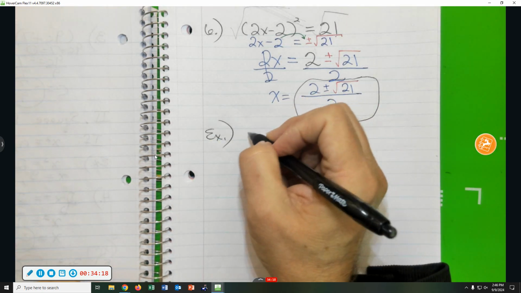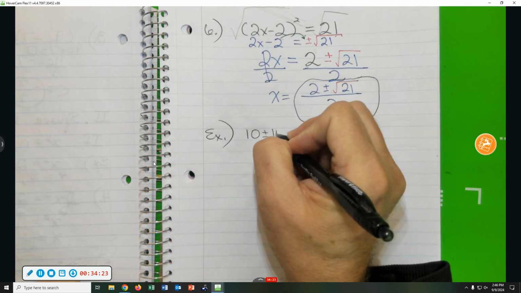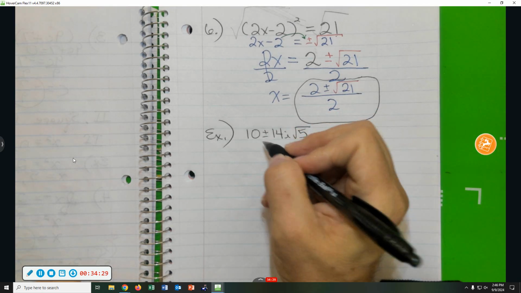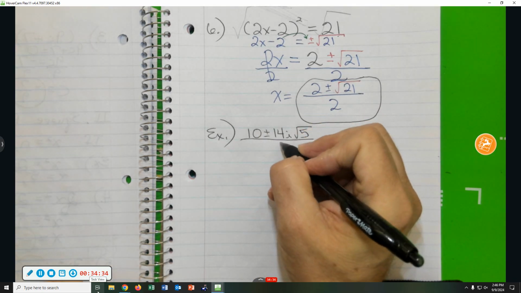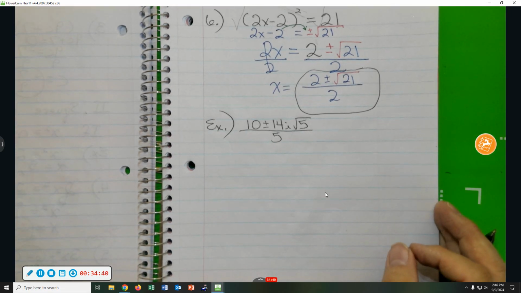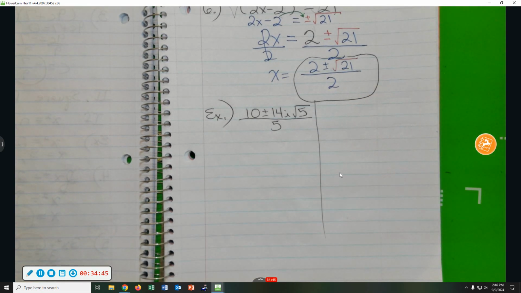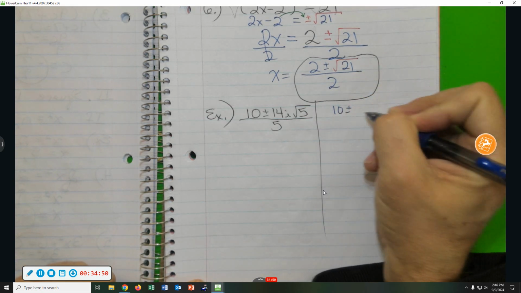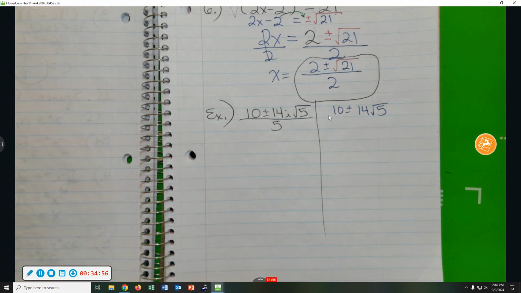Okay, here we go. I want to compare 10 plus or minus 14i square roots of 5 all over 5. We're going to reduce that. And then when we're through, we're going to reduce, suppose there isn't an I. 10 plus or minus 14 square roots of 5, all over 5.